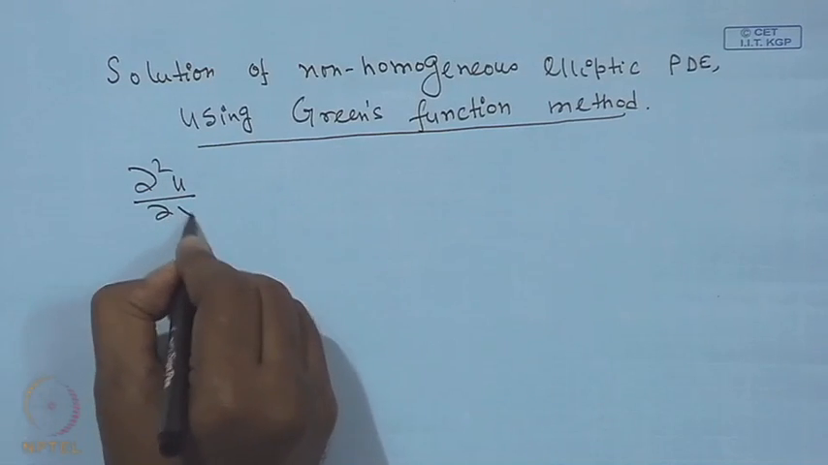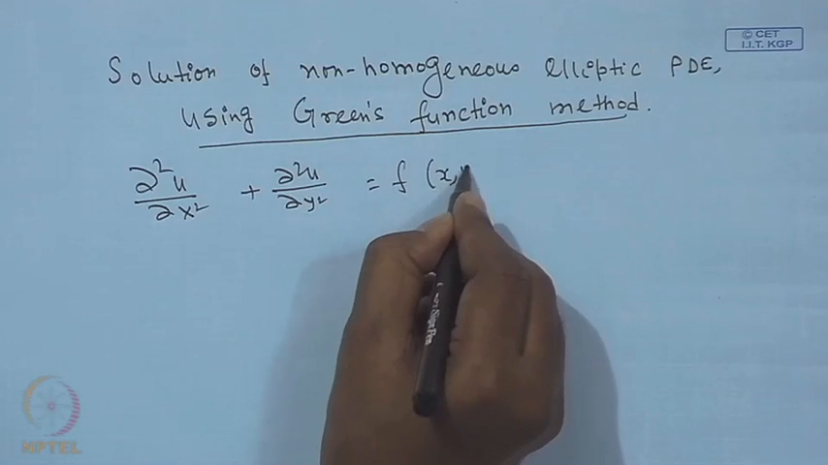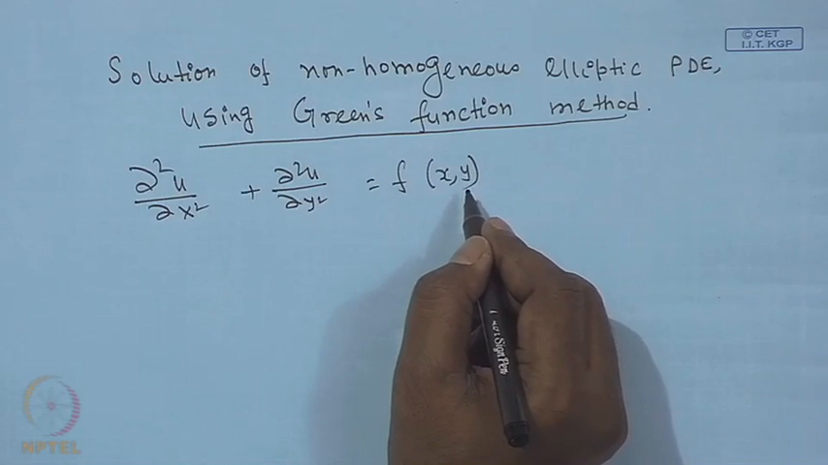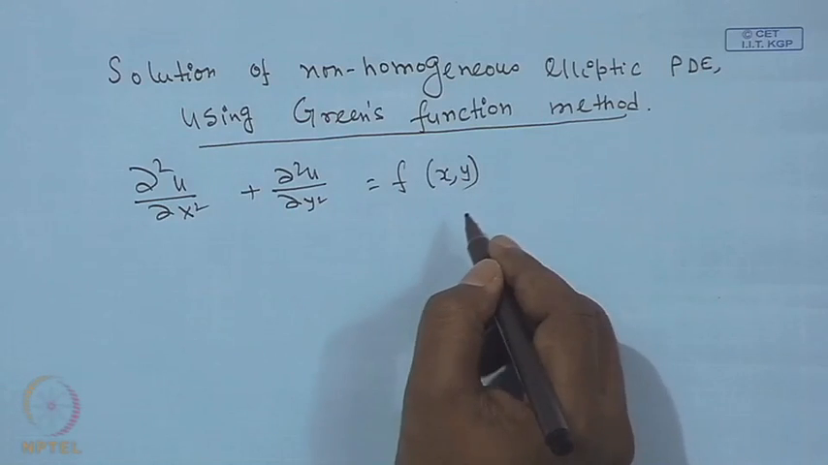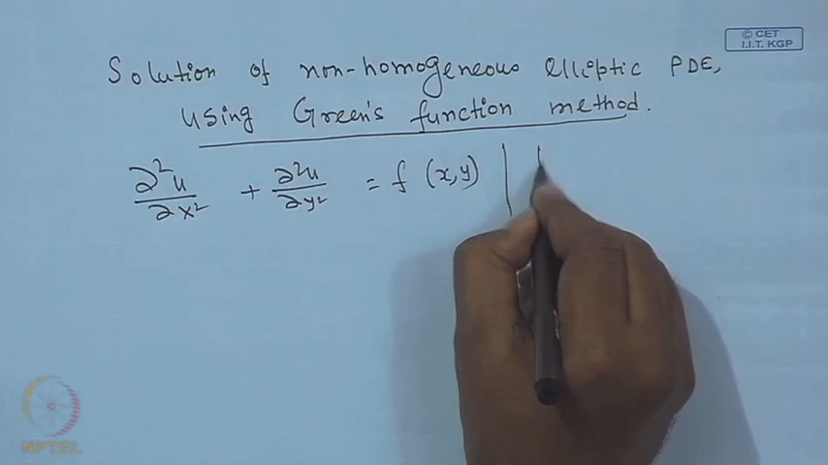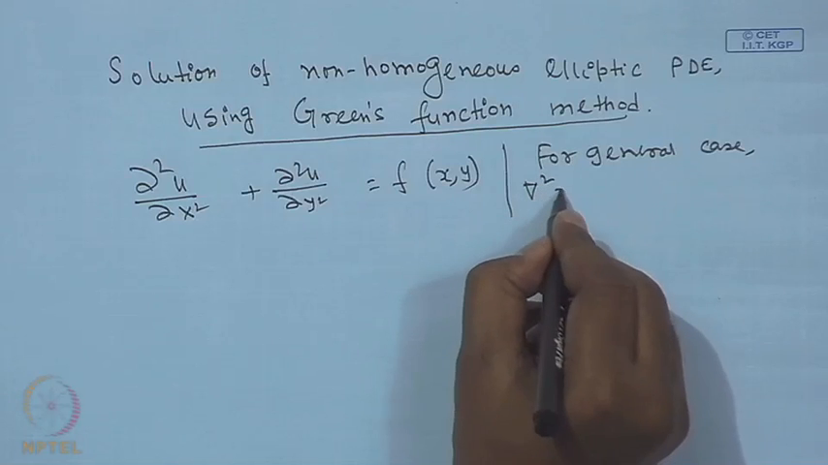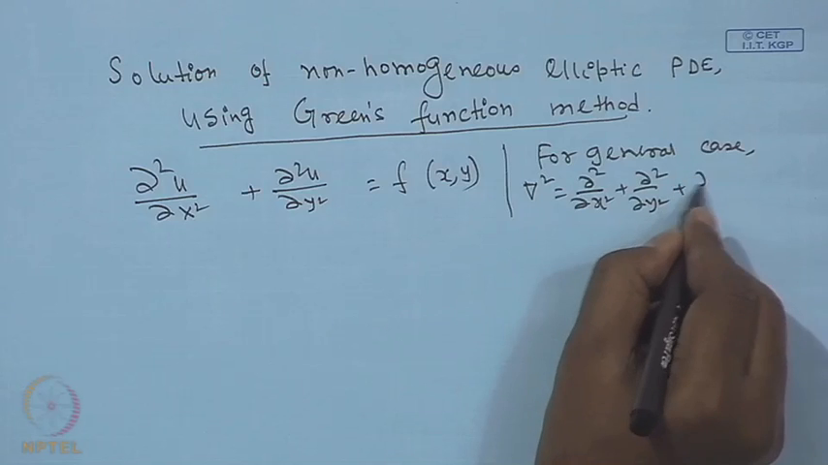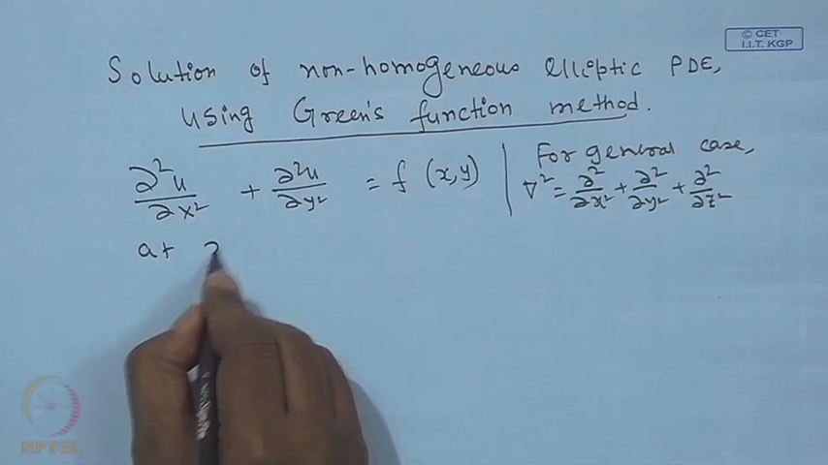Now, let us look into the elliptic problem. Del square u by del x square plus del square u by del y square is equal to some function of x and y. It may be a constant, it may be a sole function of x, it may be a sole function of y, it may be a function of x and y both, but we are talking about a two dimensional problem. In a general case, the Laplacian is represented by del square by del x square plus del square by del y square plus del square by del z square.